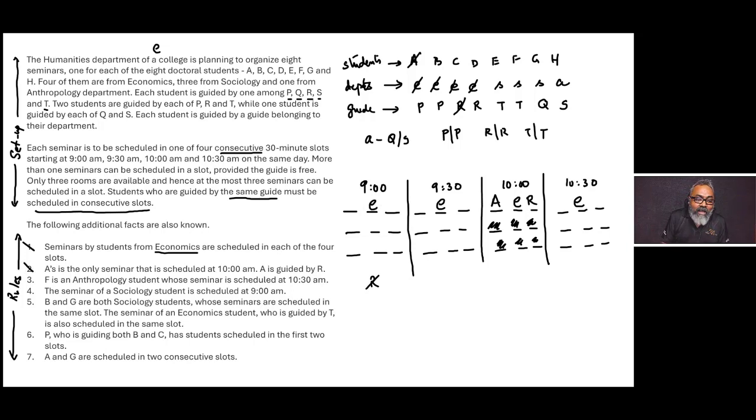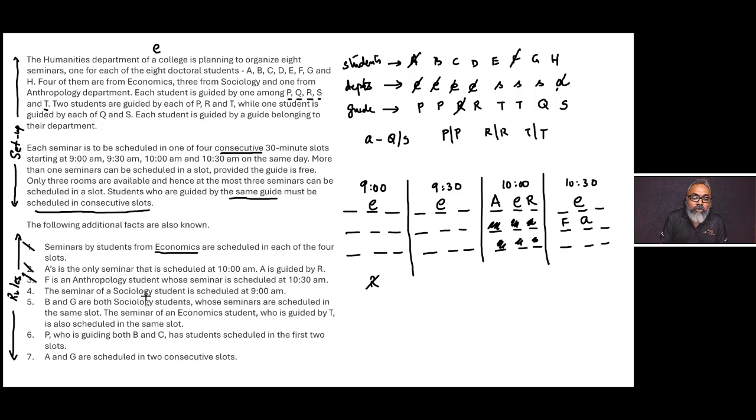Then F is an anthropology student whose seminar is scheduled at 10:30 a.m. We already have an E, anthropology students. F is an anthropology student, so let's put F there, in the same order. So we have taken care of F and we have taken care of A. We already know that A is Q or S, which means this particular slot belongs to either Q or S. We'll come back to that later for the time being.